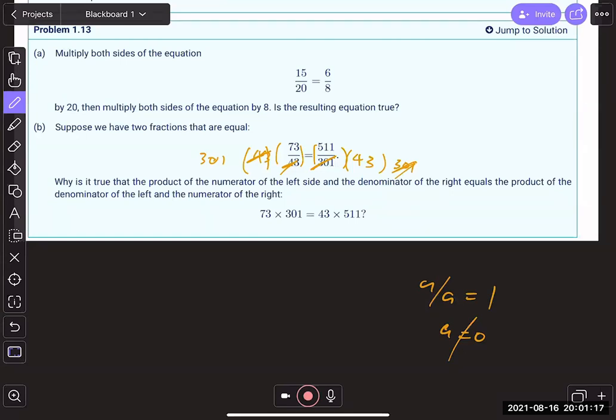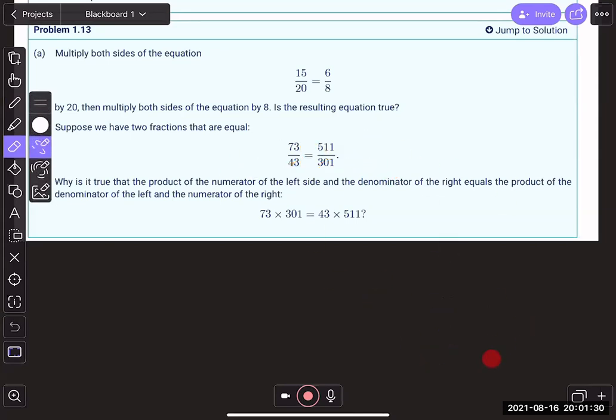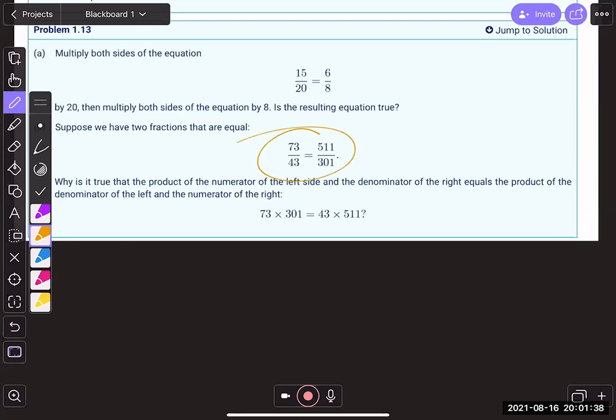Yvonne, does that look good to you here? Like all we did was we just multiplied both sides by both denominators. But yeah, so this idea here is actually what we call a cross product. Now, you've most possibly been taught in school to use this. Like once you have an equation like this, you can use the cross product, which would tell you 73 times 301 is equal to 511 times 43. You've possibly been taught to use this.